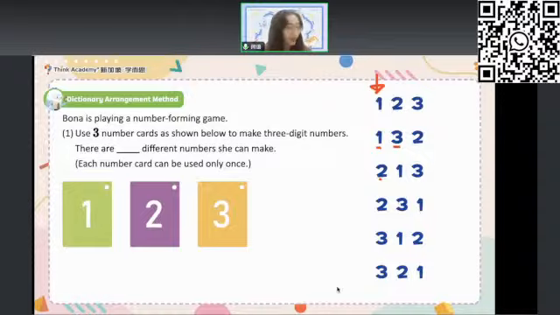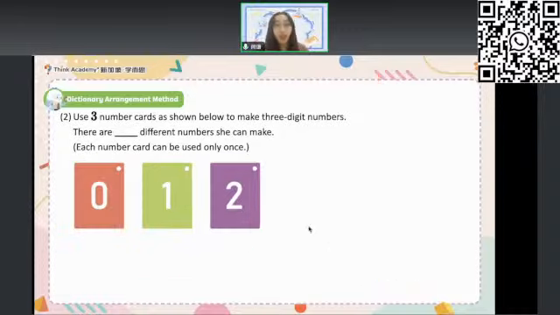Yeah, this is just an example. So now for the second one, I think you can have a try. Use the 3 number cards again, and try to make some 3-digit numbers, okay? So here, think about it. Any special number here? Can you find it?